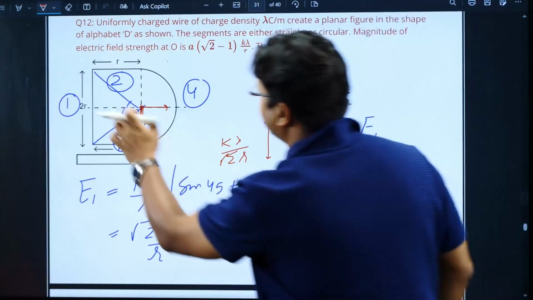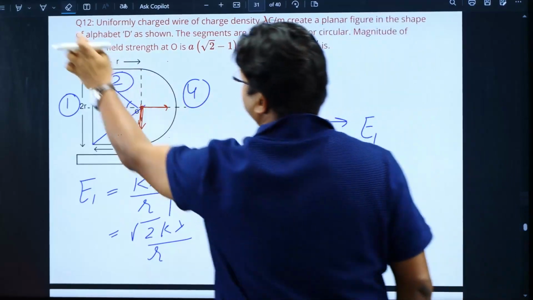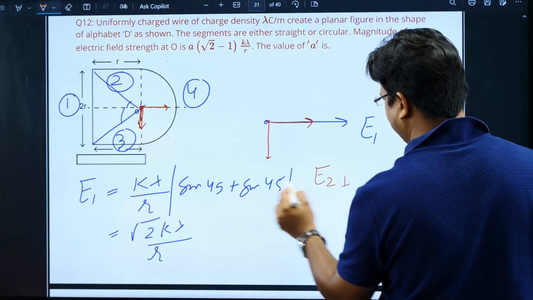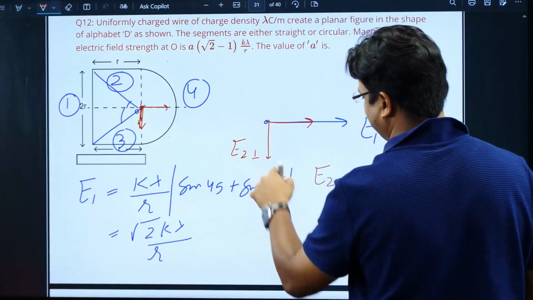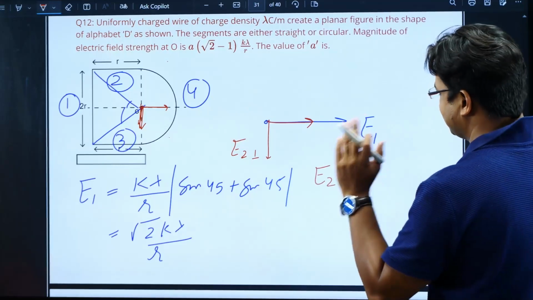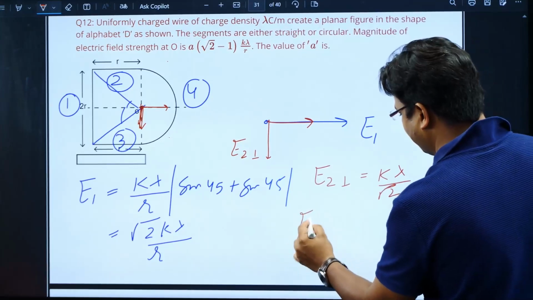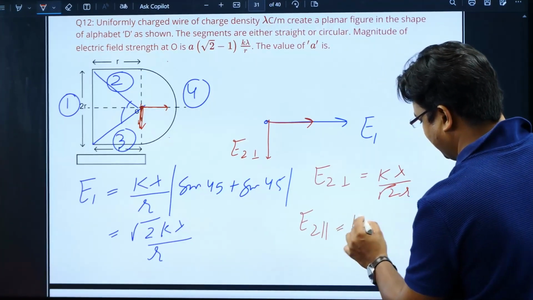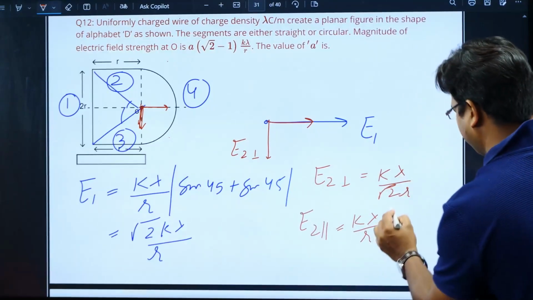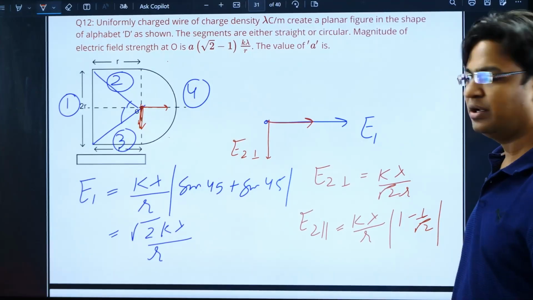Okay guys, I think I need to correct it a bit. Let's spend some time on this. So E2 perpendicular is this one. For writing the perpendicular component we use sine. So sine 0 and sine 45 will give us k lambda by root 2r, that is okay. And for writing the parallel component we use cos. So cos 0 and cos 45 will give me 1 minus 1 upon root 2. Okay, so this is E2 parallel.